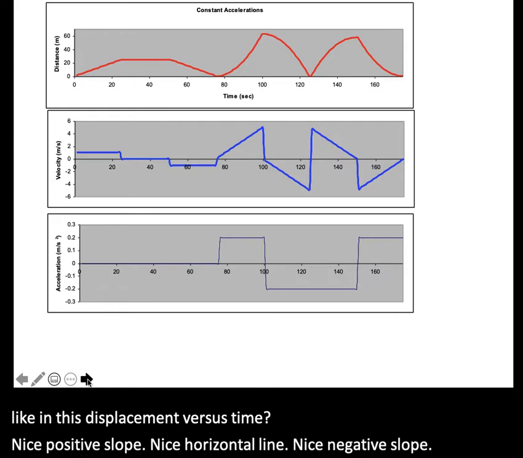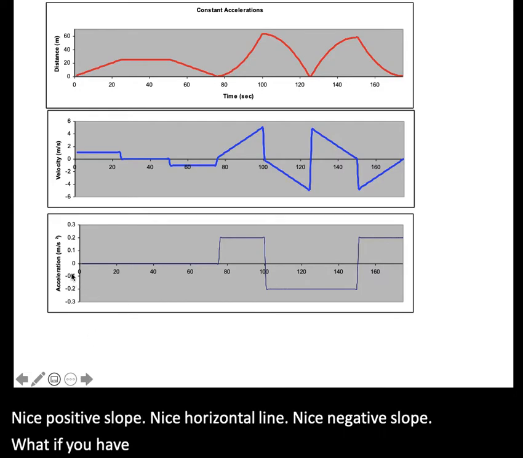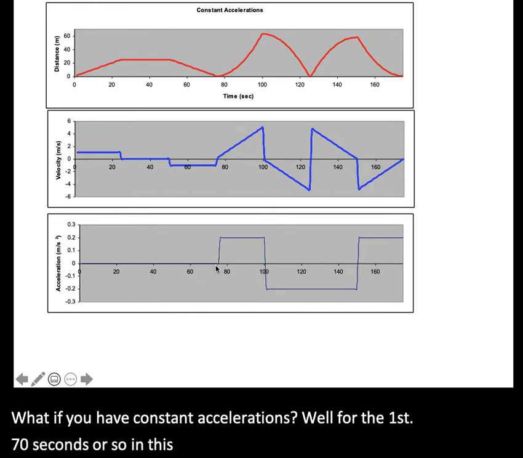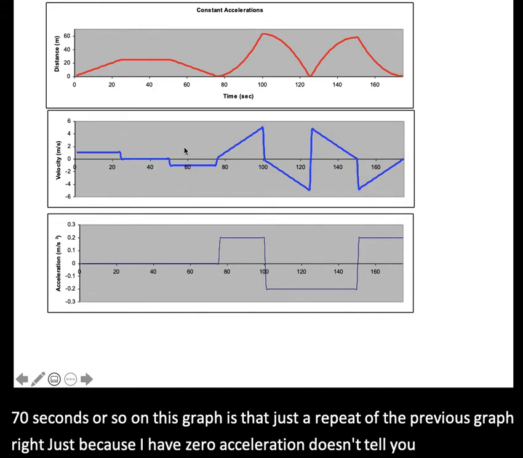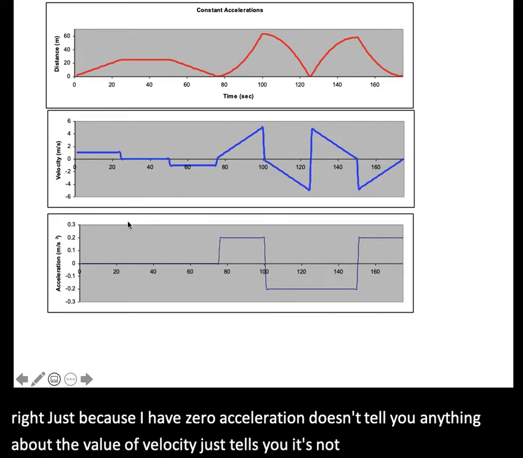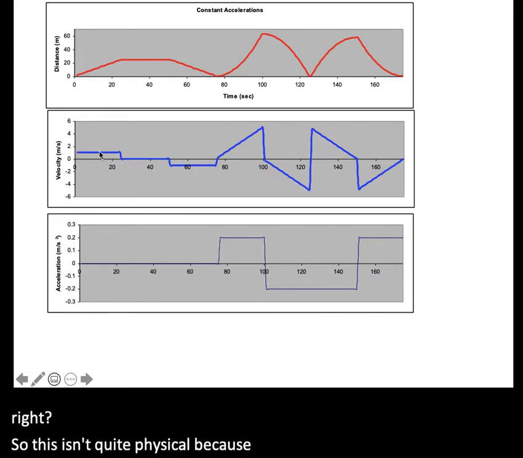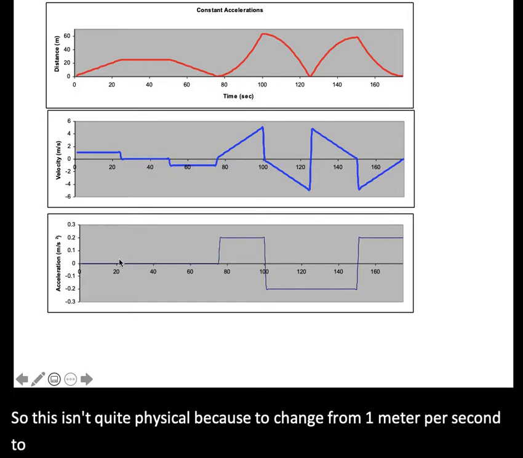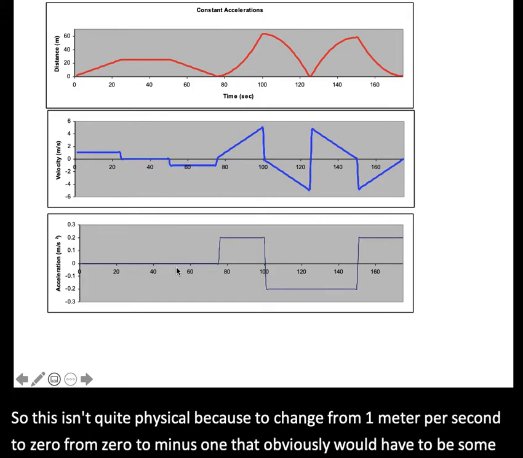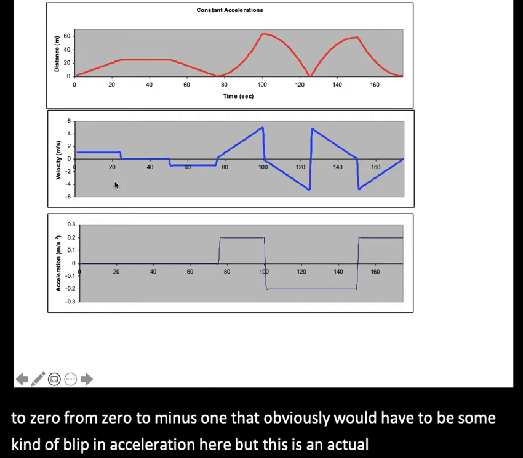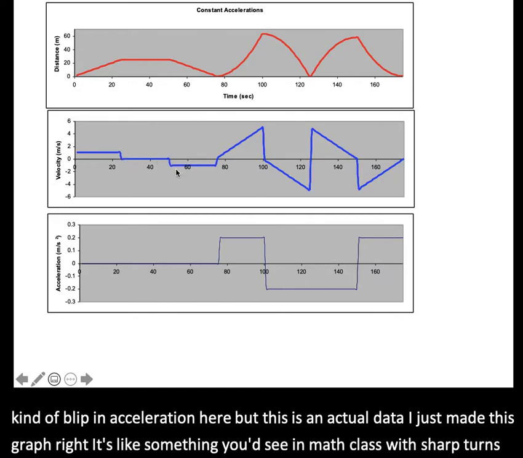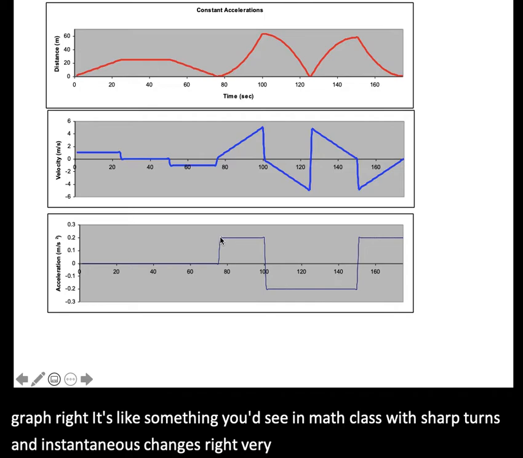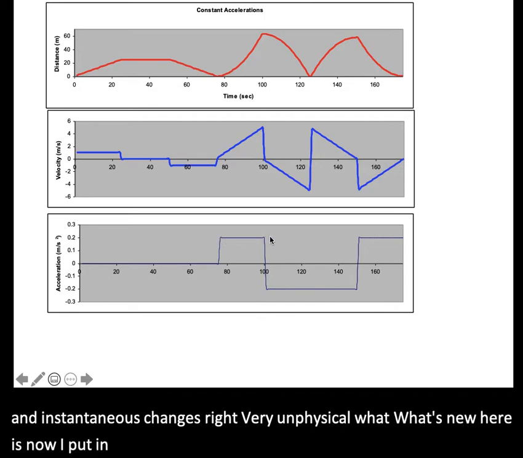What if you have constant accelerations? Well, for the first 70 seconds or so, this graph is just a repeat of the previous graph, right? Just because I have 0 acceleration doesn't tell you anything about the value of velocity. It just tells you it's not changing, right? So this isn't quite physical because to change from 1 meter per second to 0, from 0 to -1, there obviously would have to be some kind of blip in acceleration here. But this isn't actual data. I just made this graph up, right? This is like something you'd see in math class with sharp turns and instantaneous changes, right? Very unphysical. But what's new here is now I put in a positive acceleration.